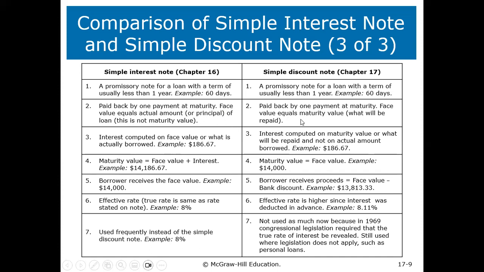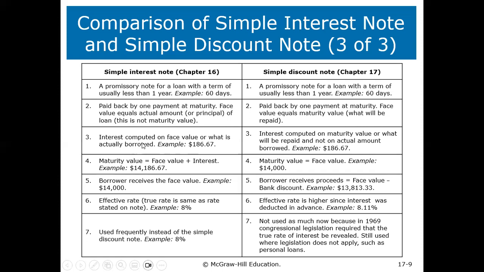On the other hand, for a discount note paid back by one payment at maturity, the face value equals the maturity value. Okay, the maturity value is the face value. It's what was being borrowed on the note. So you're borrowing 14,000. You're going to pay that at the end of the period, 14,000. For simple interest note, the maturity value is not the face value. So you're borrowing 14,000, what you're going to pay is not 14,000. It will be higher because there will be the interest added.